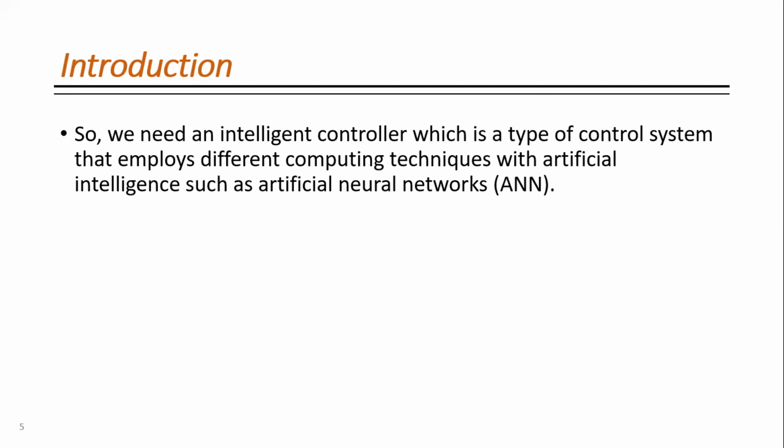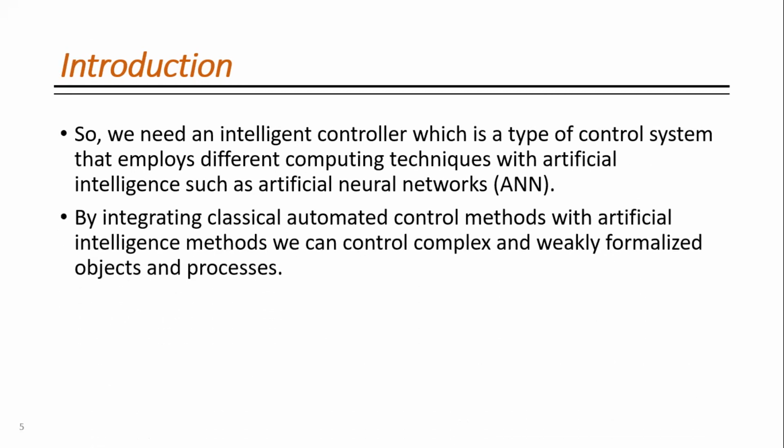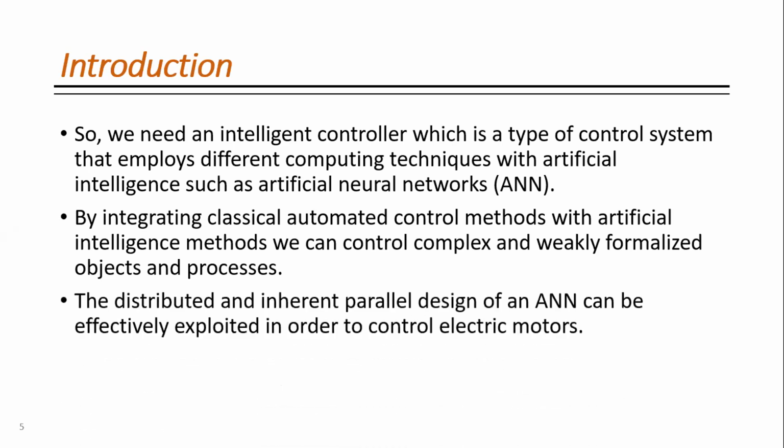There is currently a strong interest in control science and practice for integrating classical automated control methods with artificial intelligence methods. We can control complex and weakly formalized objects and processes, such as artificial neural network with a conventional method that are capable of eliminating system nonlinearities. The distributed and inherent parallel design of ANN can be effectively exploited in order to control the electric motors.